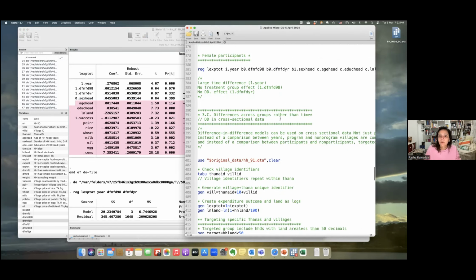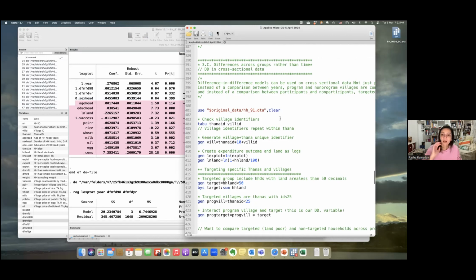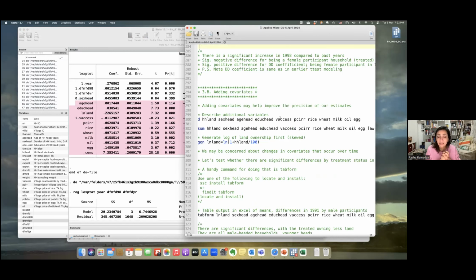Okay. Now, let's move to the last points we discussed in the presentation: how we can use the diff-in-diff in cross-sectional data, not in time series data or panel data, and how we can also use PSM and diff-in-diff at the same time.